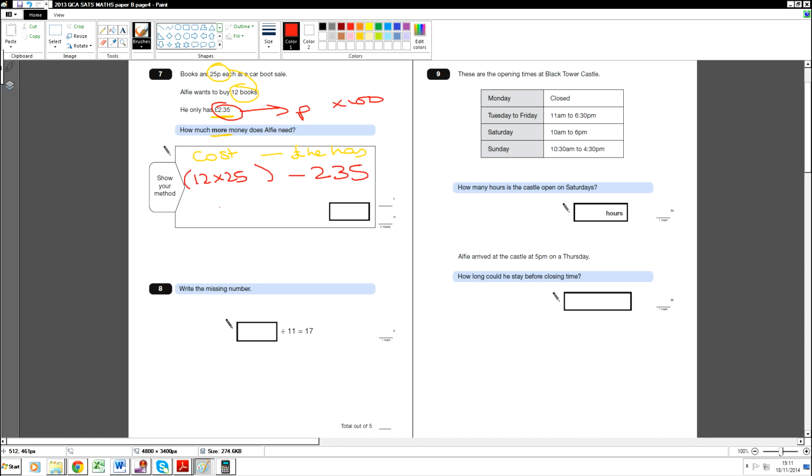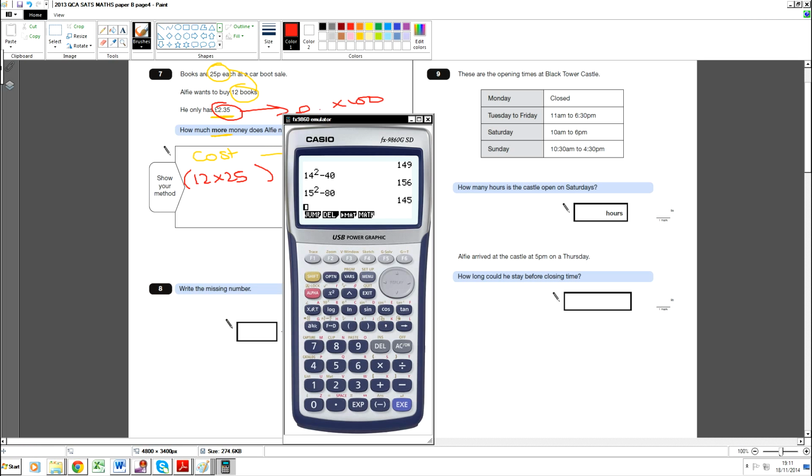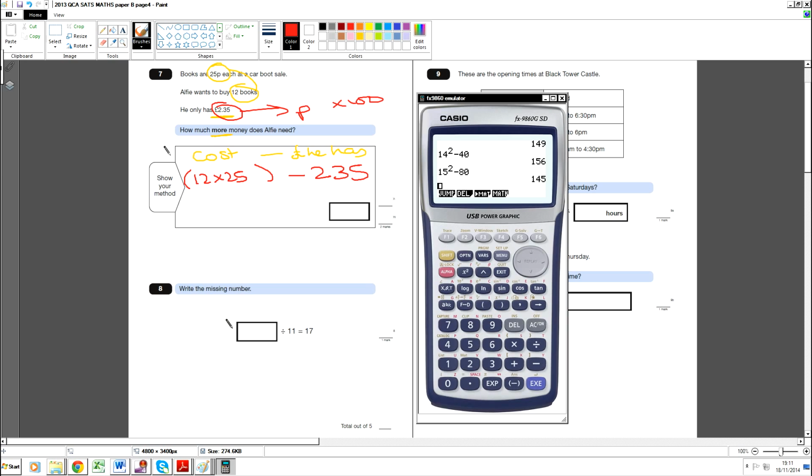£2.35 times by 100 is 235, isn't it? Yeah. What kind of answers did you guys give me? 2.5. Random answers. I did 2.35. Okay, now what we're going to do is put this calculation into the calculator and see what the calculator comes up with. Let's move it to one side.